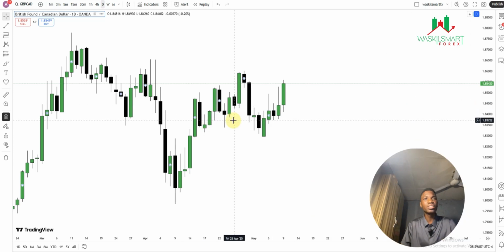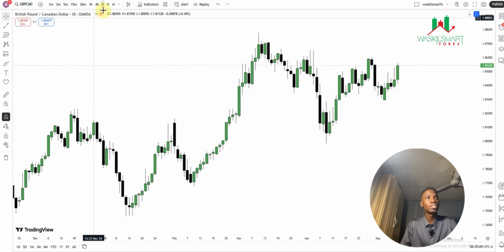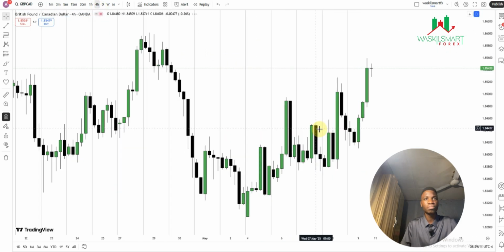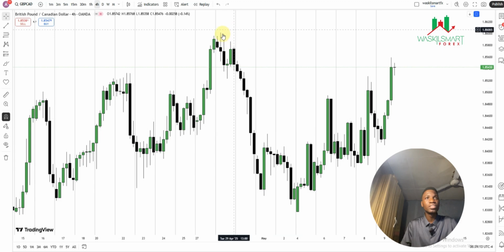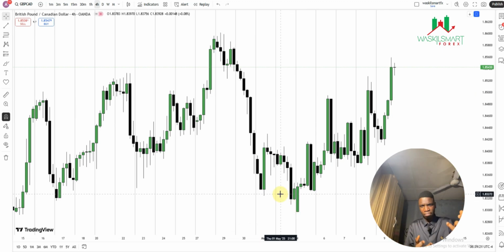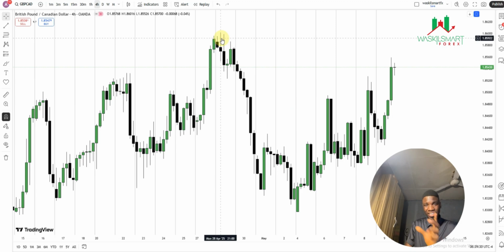Okay, let's look at this market here, GBP CAD. Let me look at the 4 hours chart. Okay, if you look at this high to this low, on this high we have an intermediate time high, on this low we have an intermediate time low. They are the outsiders, and then we have the internals. So all these intermediate time highs and intermediate time lows are the externals.